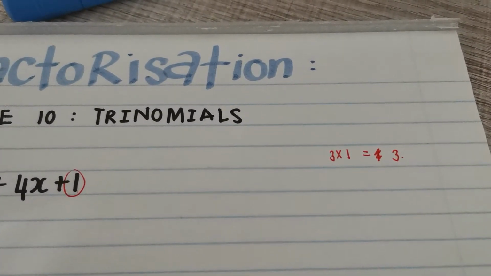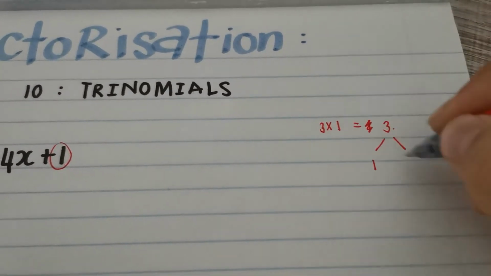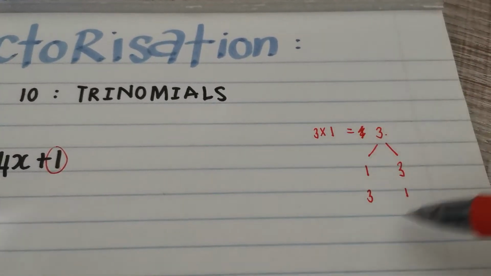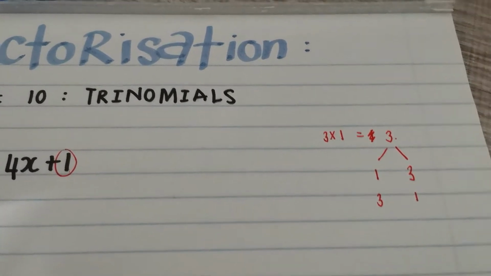Then you find the factors of those numbers. So what are the factors of this number? It's 1 and 3 and 3 and 1. Those are the factors. Now everything I'm doing in red pen is going to be my rough calculations, and then I'm going to put my answer over there, okay?